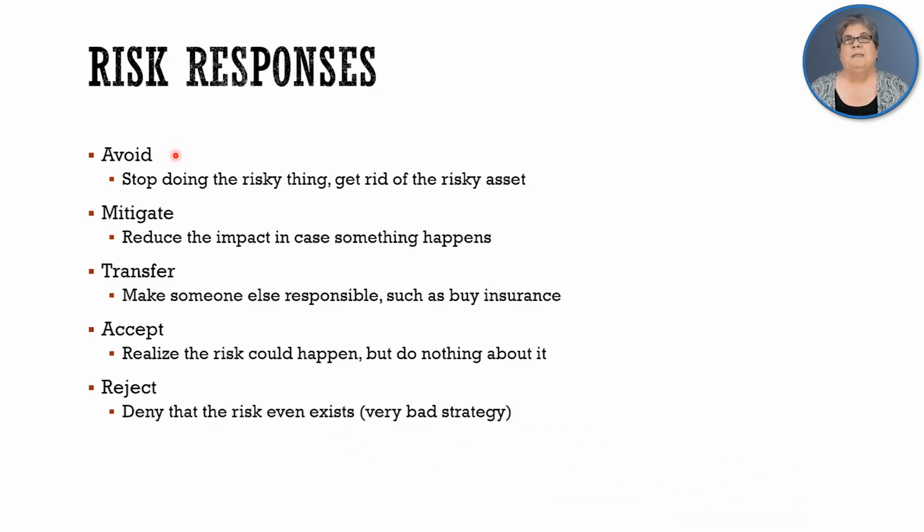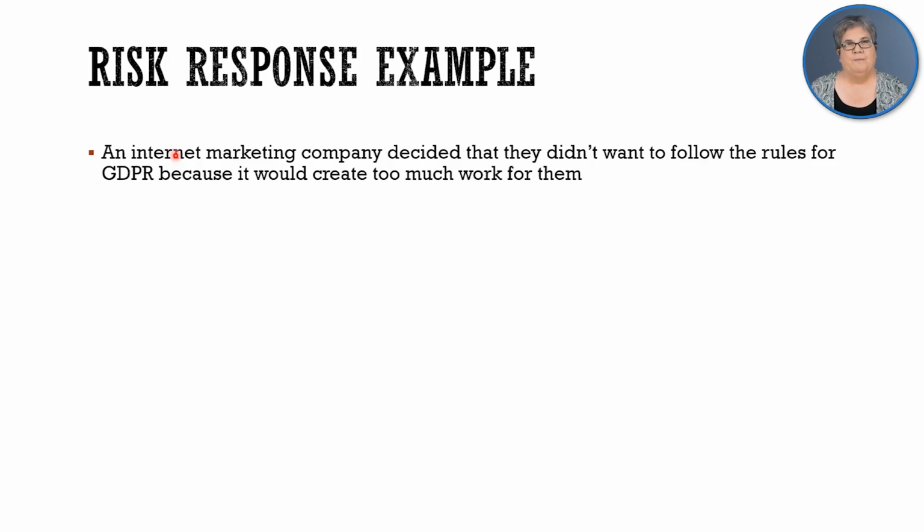And then there's the really bad strategy, rejecting the risk. This is where management says, that's not even going to happen. Any management that says that, they've got to pull their head out. So let's take a look at this example here. An internet marketing company decides they don't want to follow the rules for the General Data Protection, the EU rules, because it would create too much work for them.